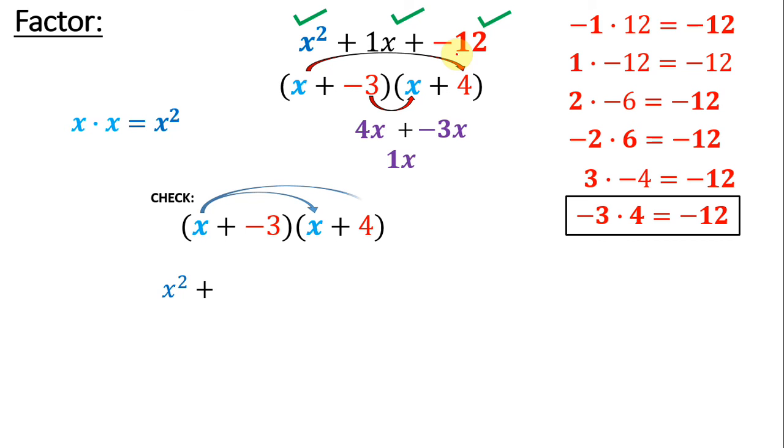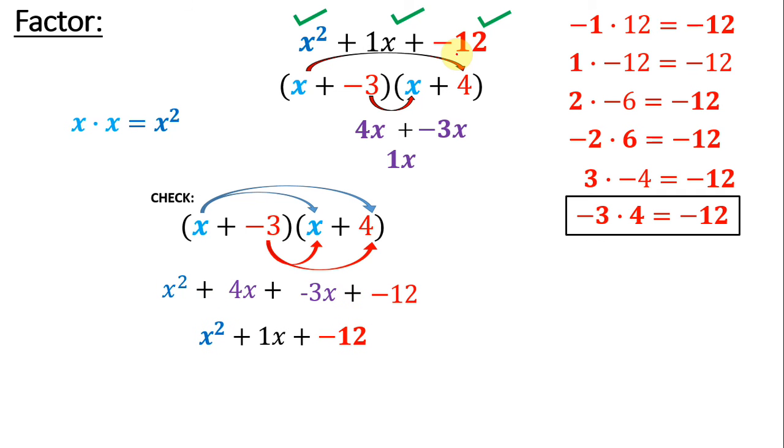X times x gets me x squared. X times 4 gets me 4x. Negative 3 times x gets me negative 3x. Negative 3 times 4 gets me negative 12. I'm going to combine like terms, and I'll get x squared plus 1x plus negative 12. That's exactly what I started with. Therefore, I know that x plus negative 3 times x plus 4 is the correct factored form of x squared plus 1x plus negative 12.